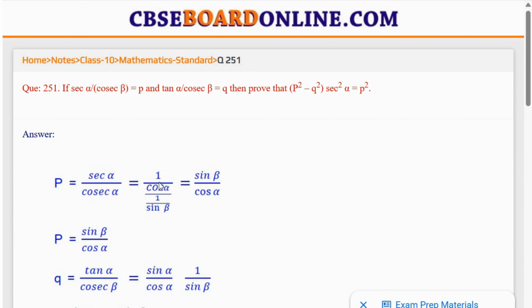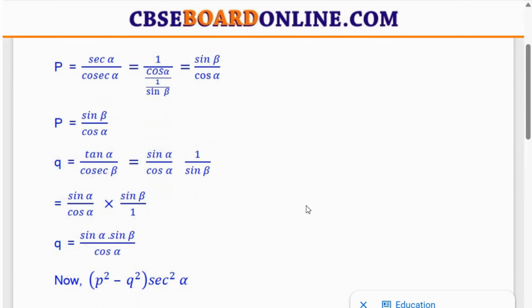Sec alpha is equal to what? It is equal to 1 upon cos alpha, and cosec beta is equal to 1 upon sine beta. So therefore it would be equal to sine beta upon cos alpha. Got it? Now we have the value of P over here.